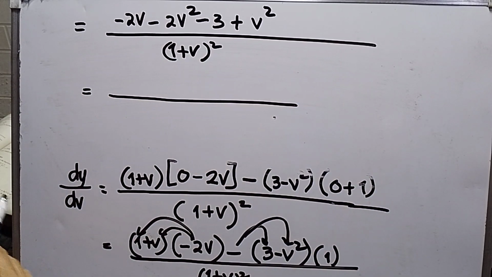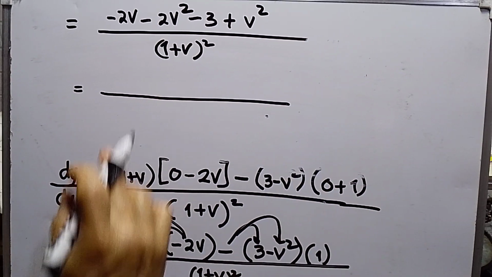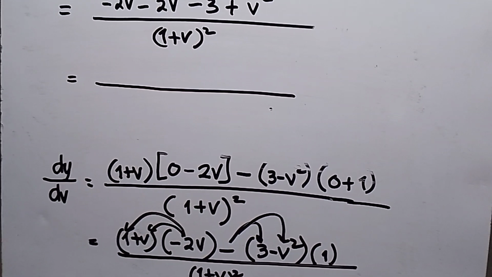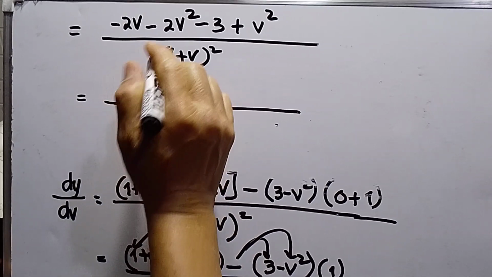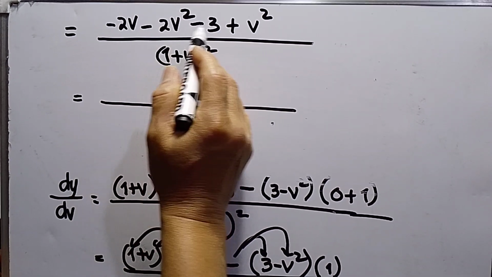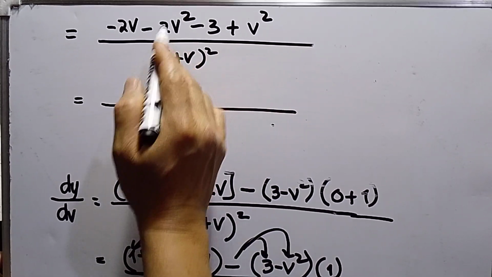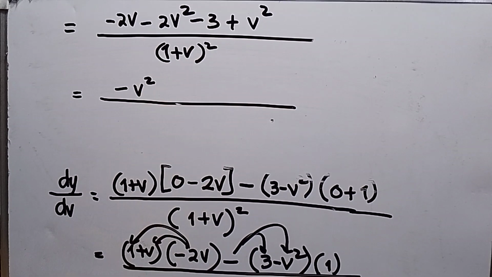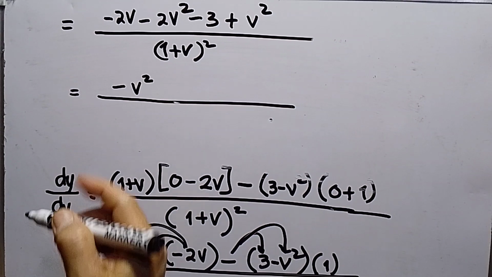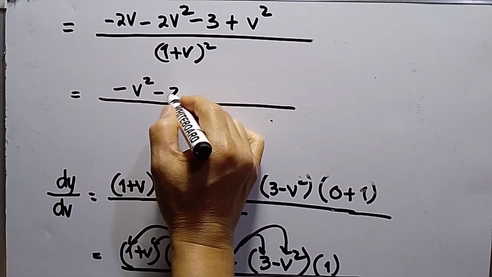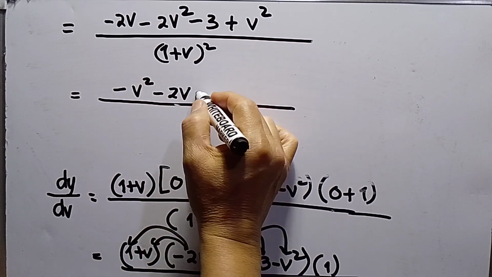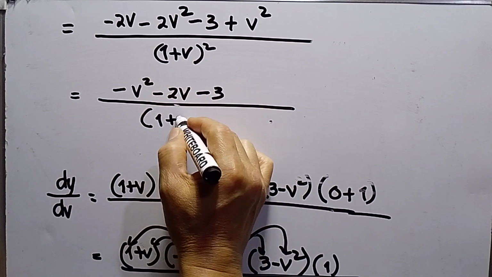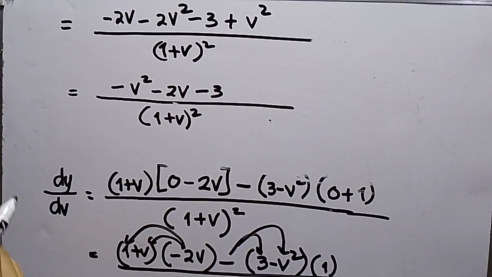Okay, so combine negative 2v squared and v squared. So this will be negative v squared. And then followed by minus 2v. Then minus 3. Then copy the denominator, which is 1 plus v squared.